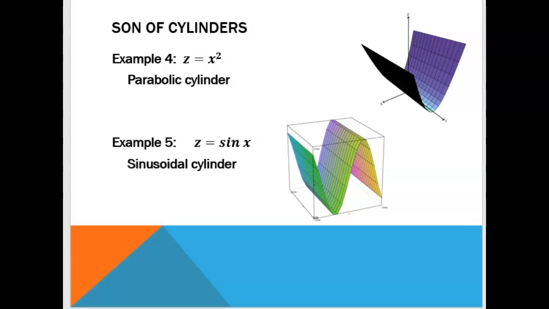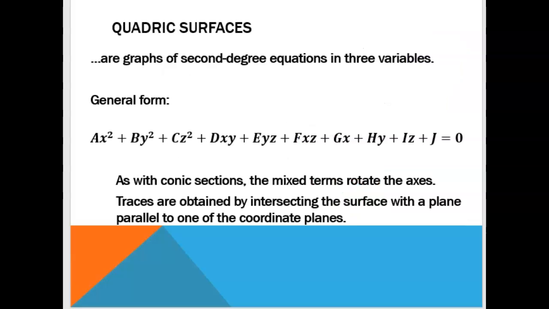We can have a cylinder based on any curve. So we have a parabolic cylinder and a sinusoidal cylinder. We can have a logarithmic cylinder, any kind of curve. Extends forever. When we talk about quadratic equations in 3 dimensions, we get surfaces, quadric surfaces.